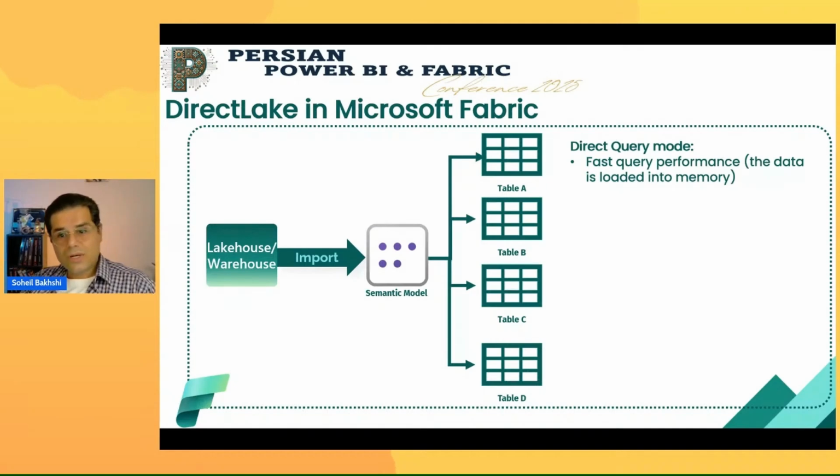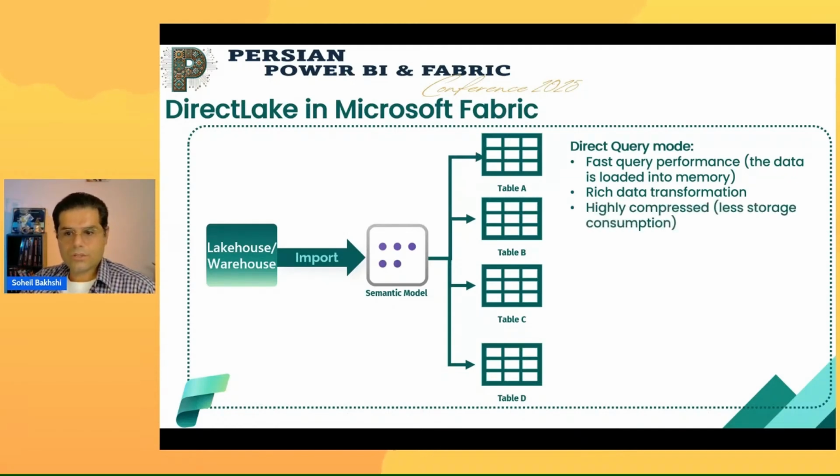So it is faster query performance. Look, by all means, DirectLake is not going to be faster than import mode. And we will get to it later today. Right? Rich data transformation. The data transformation that we get in import mode is much better than data transformation that we get on DirectQuery mode. Highly compressed data, because it is using the Vertipaq engine, and less storage is required when the data is more compressed, and the performance will be better.